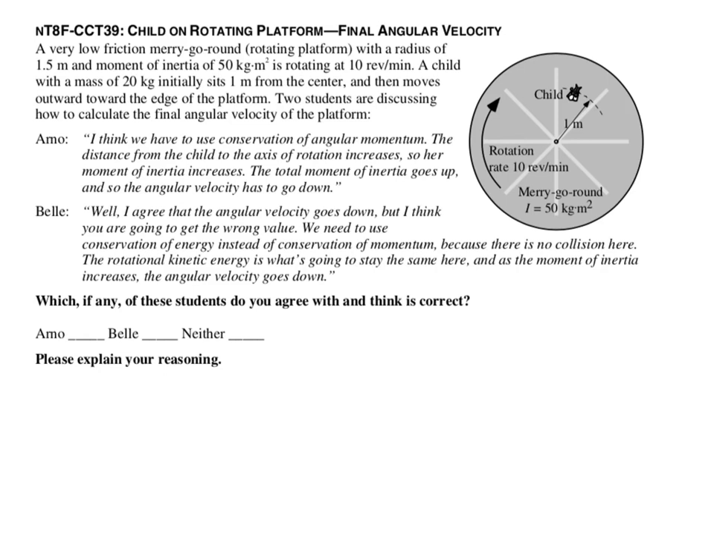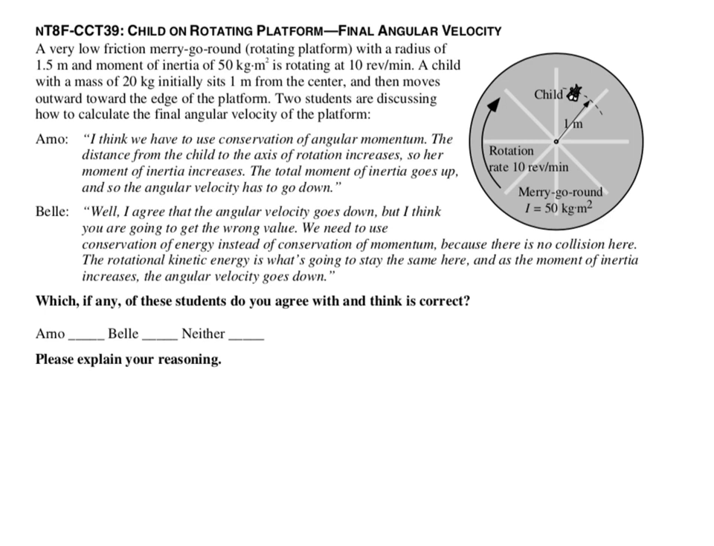Chapter 11, Sample Problem 11. A very low friction merry-go-round, i.e. rotating platform, with a radius of 1.5 meters and moment of inertia of 50 kg·m², is rotating at 10 rev per minute. A child with mass of 20 kilograms initially sits 1 meter from the center and then moves outward to the edge of the platform.